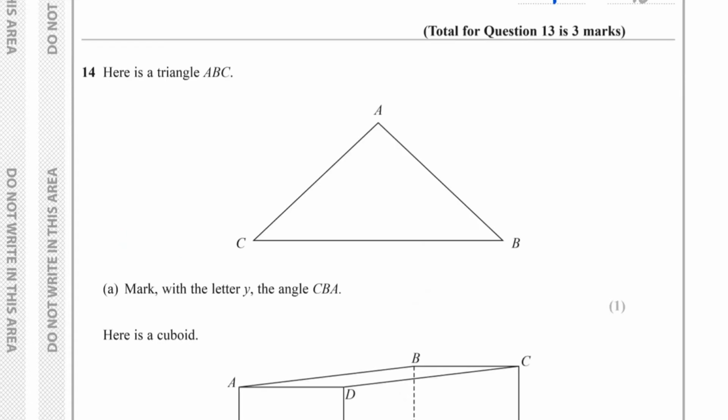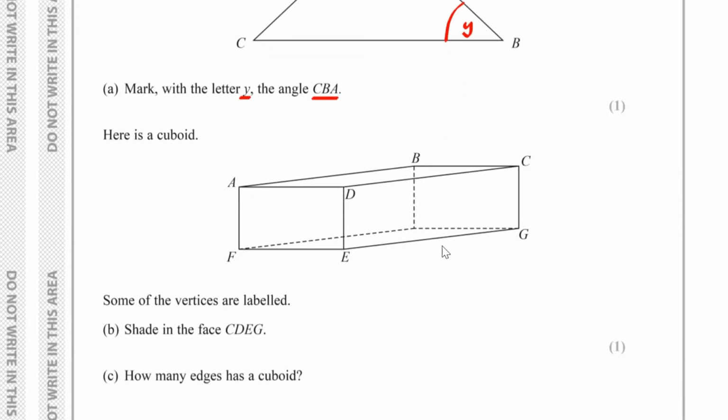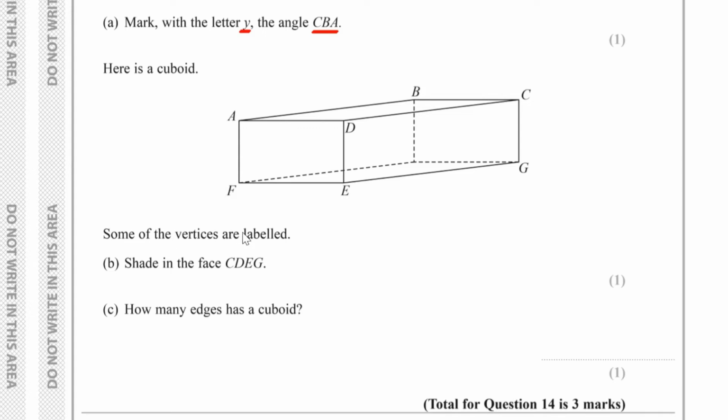Question number 14. Here is a triangle ABC. For part A, we have to mark with the letter Y the angle CBA. So we need to represent the angle CBA with the letter Y. That is over here. Next, here is a cuboid. Some of the vertices are labelled. We have to shade in the face C, D, E, G. Well, here it is shaded in.